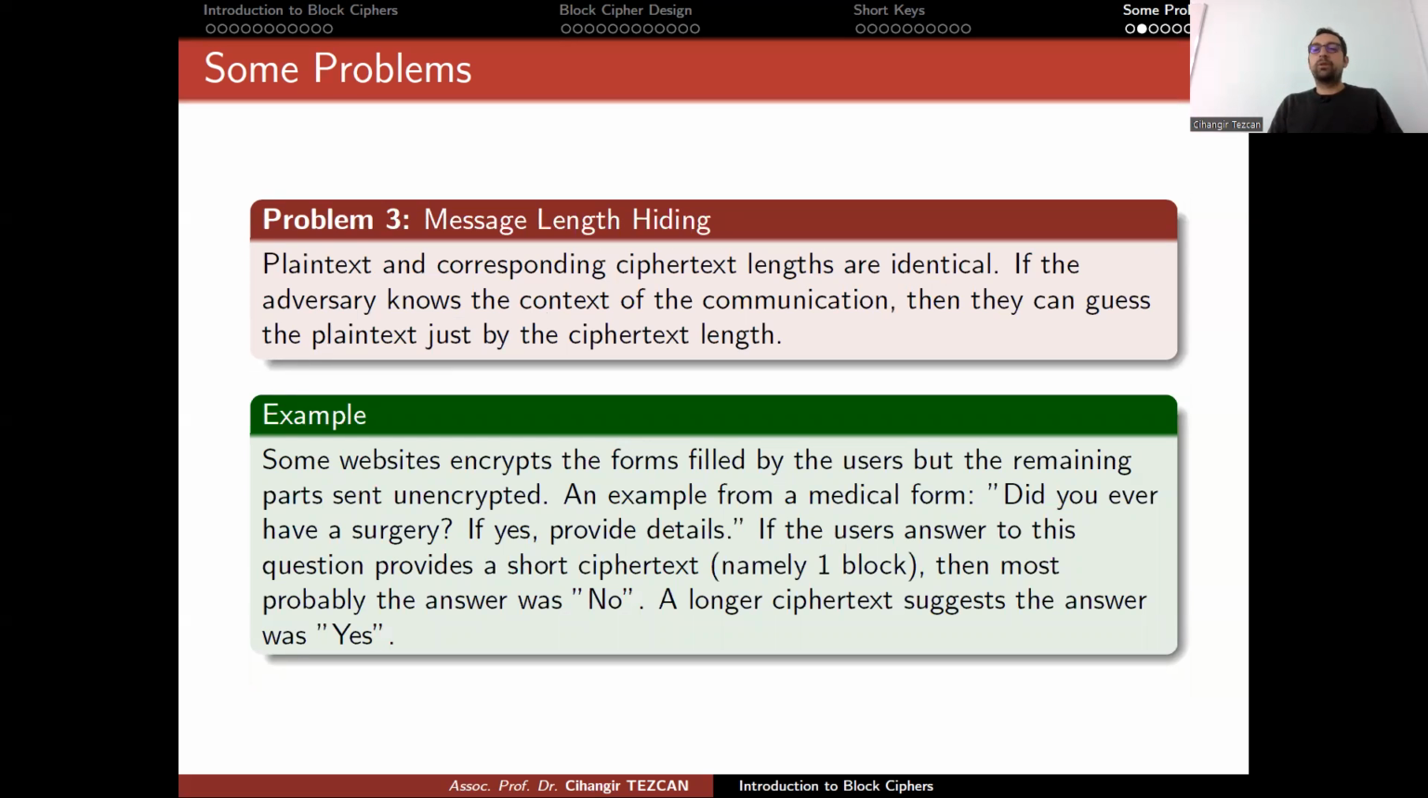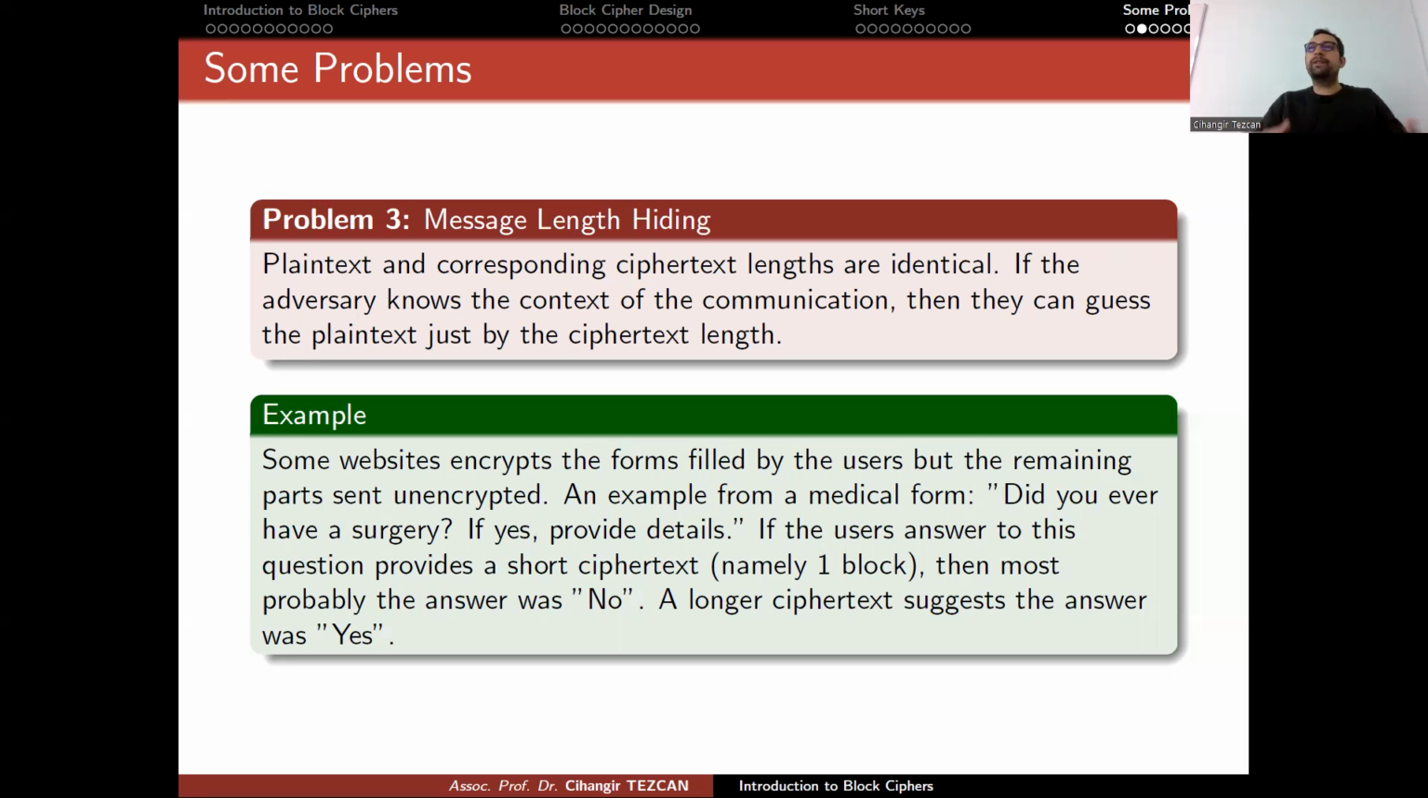Some websites encrypt the forms filled by the users, but the remaining parts are sent unencrypted. An example from a medical form can be like this. For instance, there is a question, let's say, did you ever have a surgery? If yes, provide details. So if the user answers the question and the result is encrypted, and if the resulting ciphertext is very short, like 1 block, then the person listening to the communication will understand that you answered no. Because if it were yes, you would write some explanations, so the ciphertext will be longer, okay?